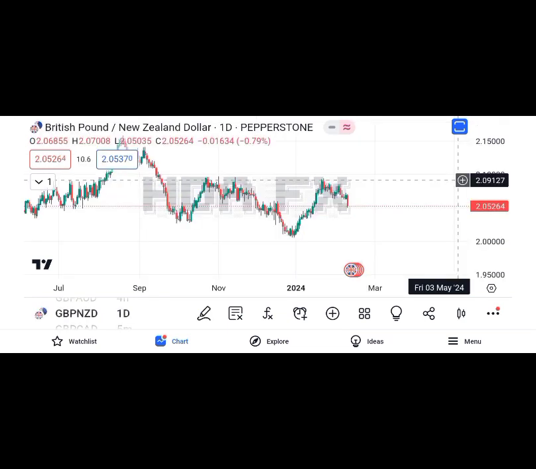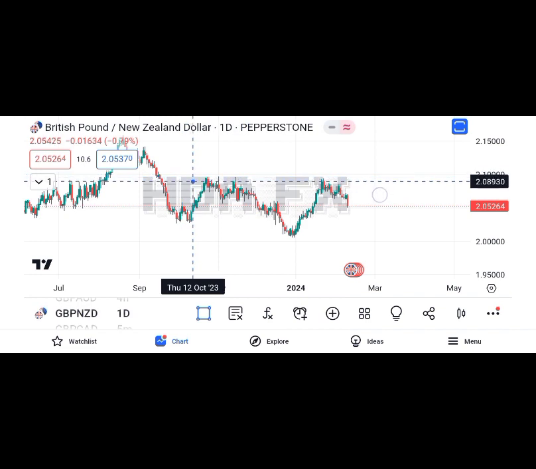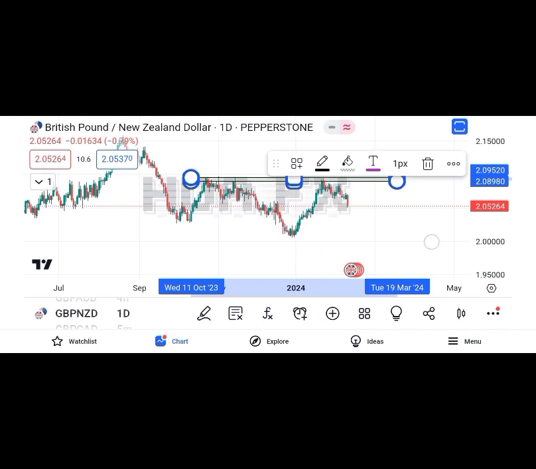Our next pair we'll also be looking at is GBPNZD. That's the Great Britain pound and the New Zealand dollar. On this pair, we can see that the market is also bearish on the daily time frame, so we look forward to selling opportunities. In this market, we have a key zone here, a zone of interest at this very point here.